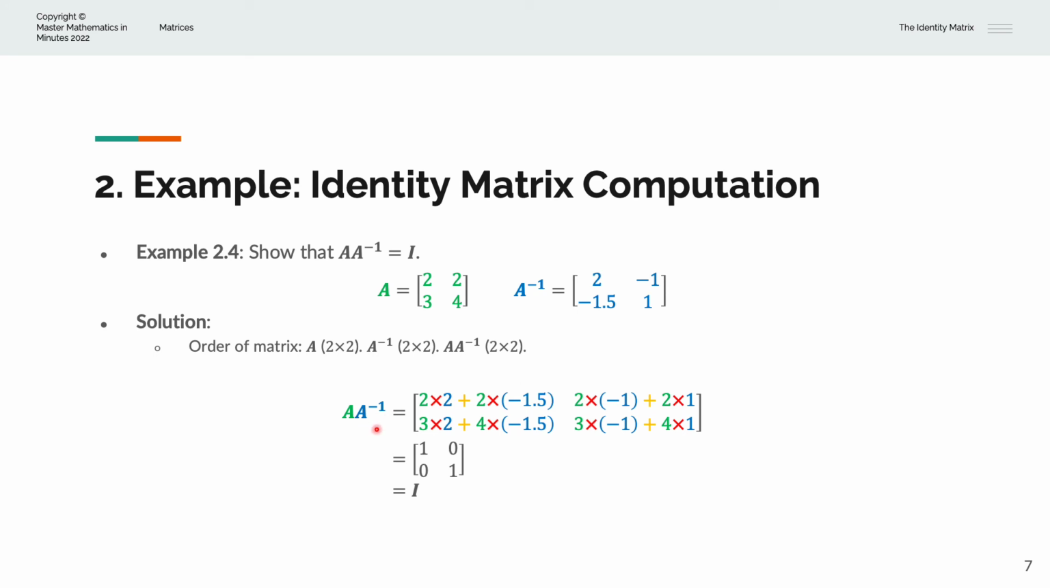And so with A multiplied by the inverse of matrix A, again, we'll take the row multiplied by the column. So with 2 by 2, 2 by minus 1.5, and we'll sum these together. And we can populate all the other entries. And that simplifies to 1, 0, 0, 1. Or in other words, an identity matrix of order 2 by 2. And so we've shown what was asked in the question. And it proves the concept that we saw earlier as well.